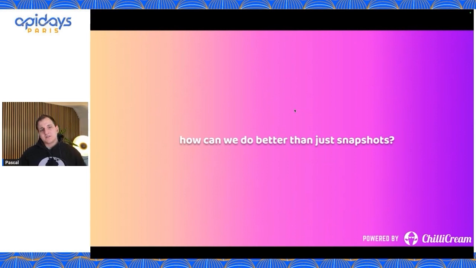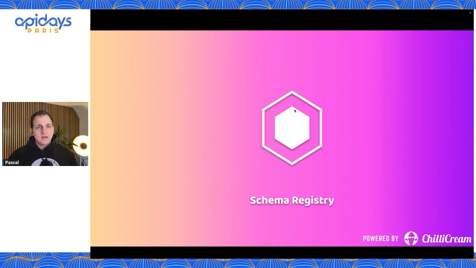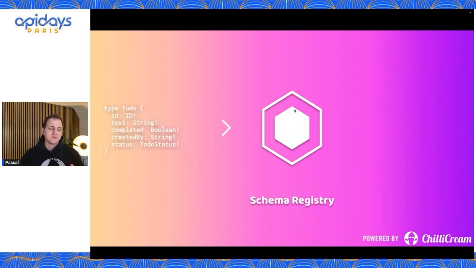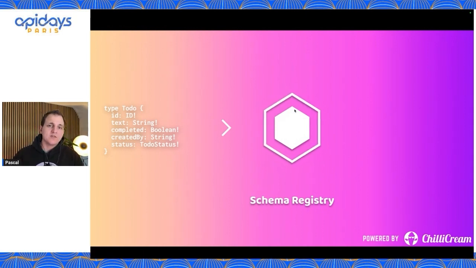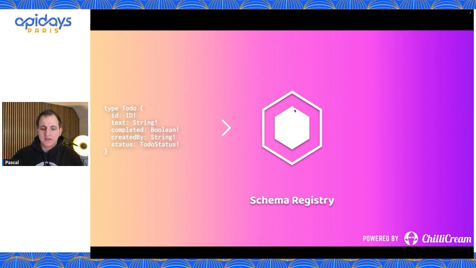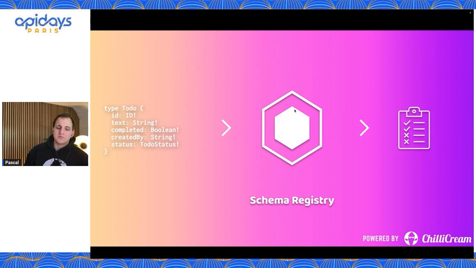So how can we do better than just snapshots? We use the schema registry. The schema registry helps you to manage your schema. So the schema snapshot that we have had before, we now just upload to the schema registry in the CI pipeline. The schema registry can then process the schema and can validate the schema based on the history and based on rules to see if there are any breaking, non-breaking, or dangerous changes, and can output a report. And this report can then be analyzed in the CI pipeline, and you can say, this is a good change, this is a not so good change.